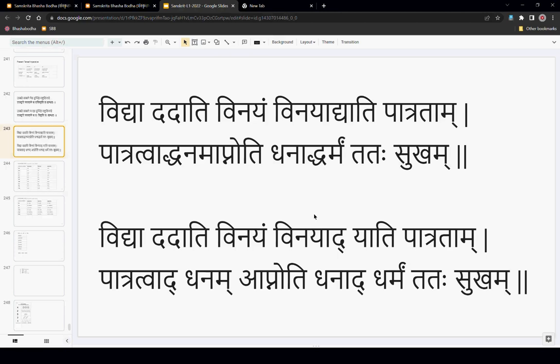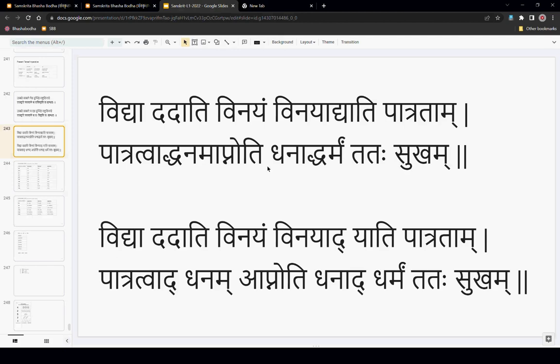Right. You become qualified. From Vinayat, Yogyata, and then from Patratvat, being qualified, Dhanam Apnoti. He gets the Dhanam, or wealth. Dhanat Dharmam, because having wealth, he can do the Dharma, the right things, and then Tatha Sukham. From there, he gets happiness. So, for everything, the Moolam is Vidya, having the knowledge.